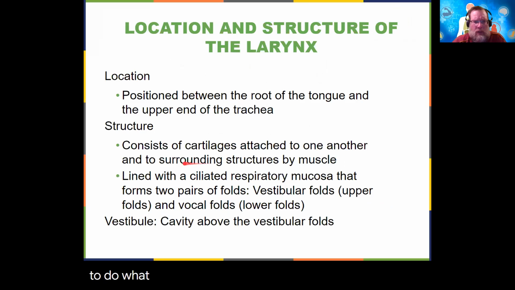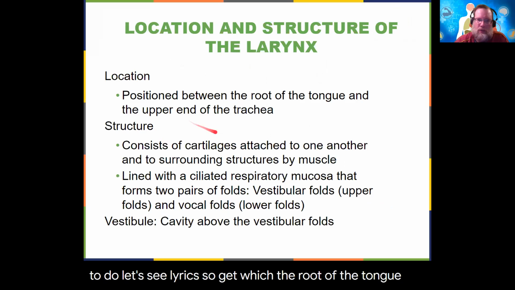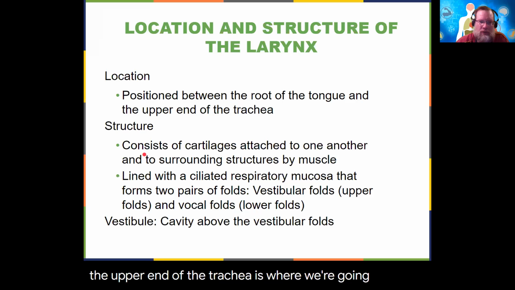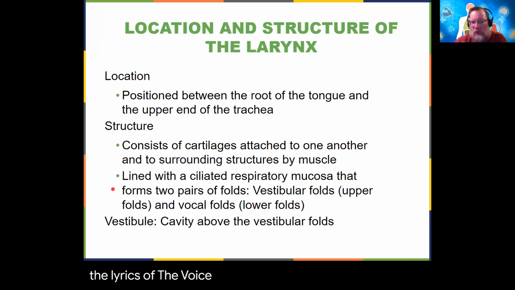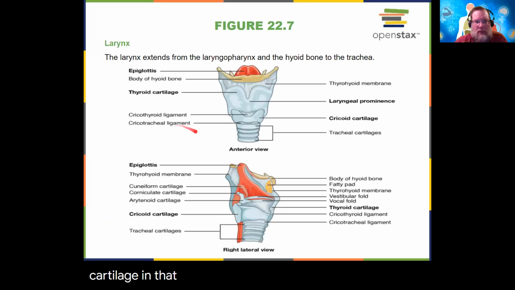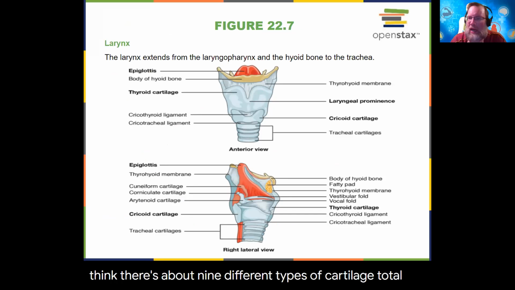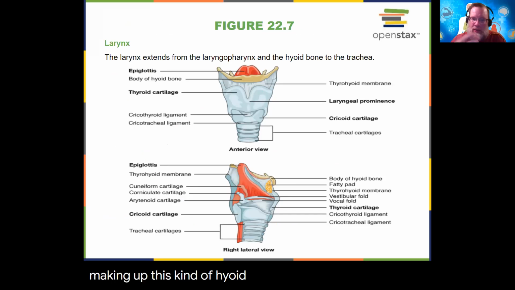Let's see. Larynx. So again, the root of the tongue and the upper end of the trachea is where we're going to find the larynx, or the voice box. And again, we do see quite a bit of cartilage in that area. We have three major cartilage blobs. I think there's about 9 different types of cartilage total, making up this hyoid, larynx, epiglottis area. So I do have a couple slides that show that.